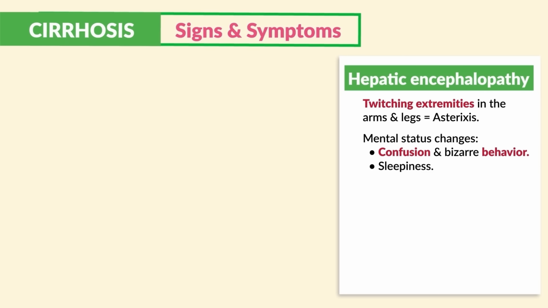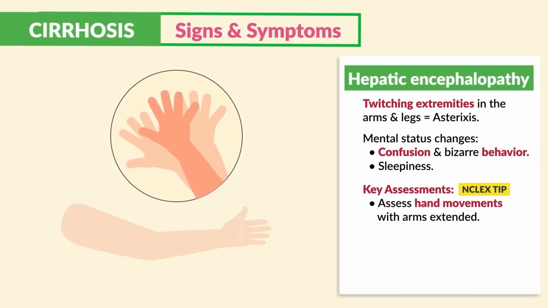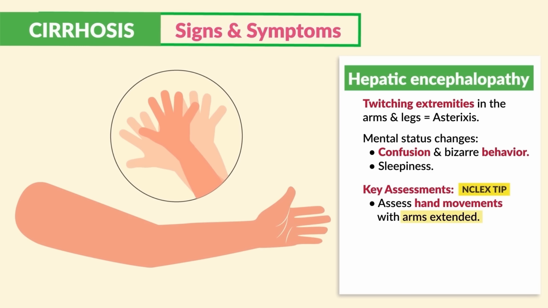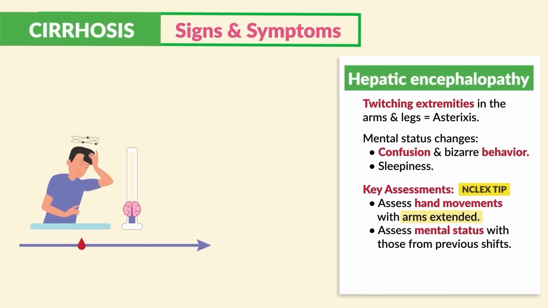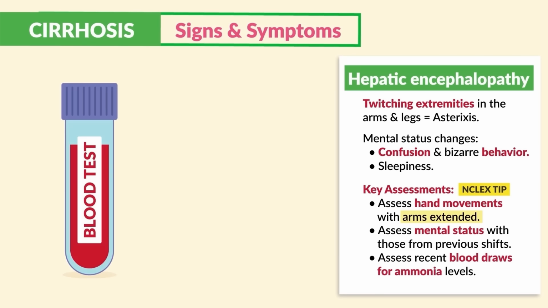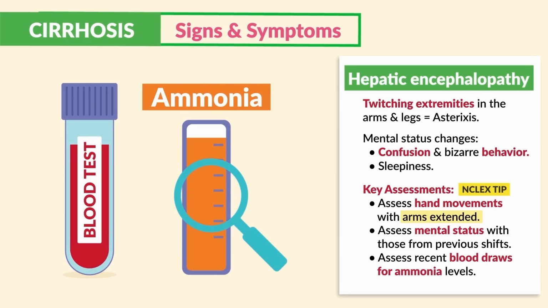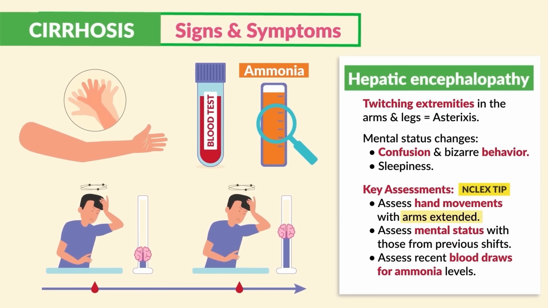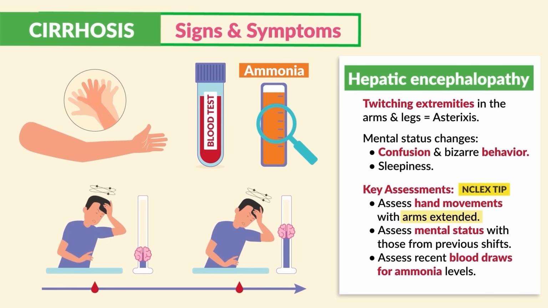So write this down. The key assessments include assessing hand movements with arms extended. Write that one down. Arms must be extended. Assess mental status with those from the previous shift, and assess recent blood draws for ammonia levels. Again, write those down. I can almost guarantee you it will come up on your exam.